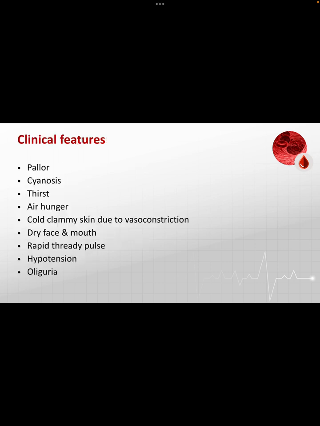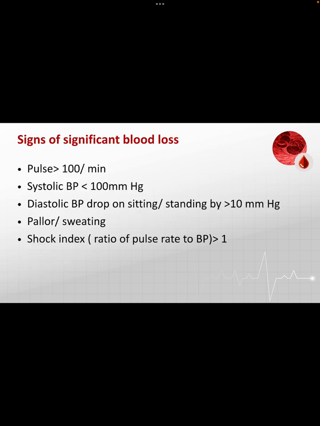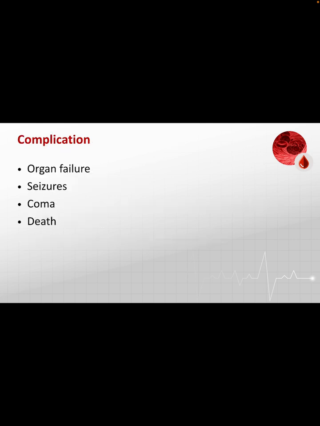Coming on to the clinical features, when there is a huge loss of blood, the patient will have pallor, cyanosis, thirst, air hunger, a dry face and mouth, thready pulse, hypotension and oliguria. Signs of significant blood loss: when there is increased blood loss, there will be an increase in heart rate and ventilatory rate, and a decrease in systolic and diastolic BP, and the shock index will further be more than 1.